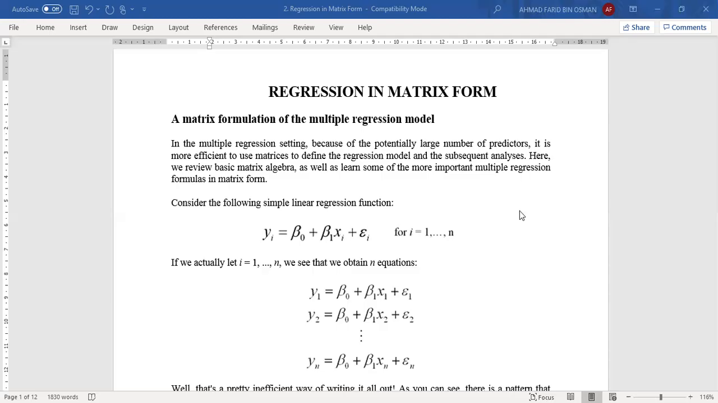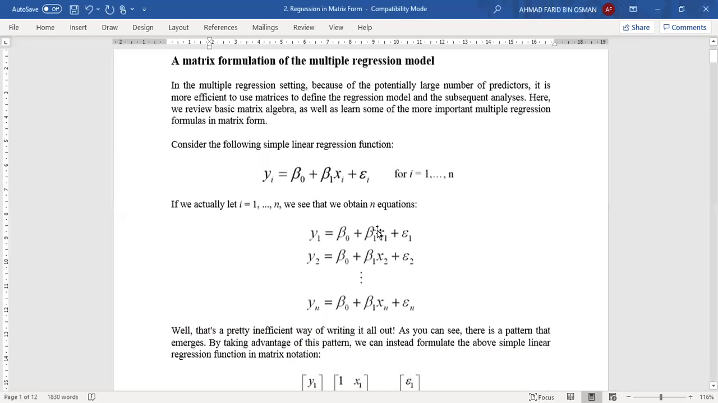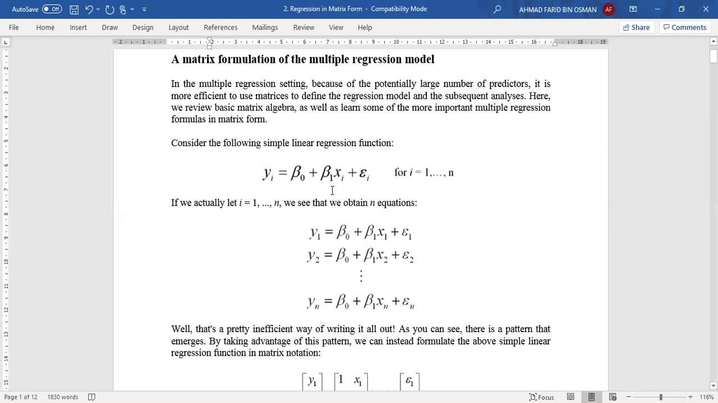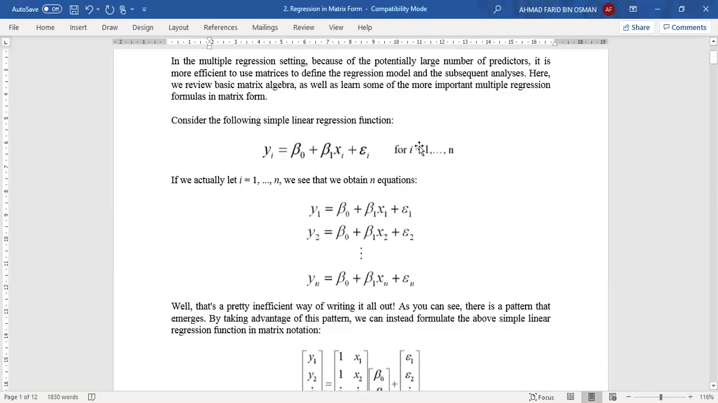So consider the following simple regression function. We just consider a model that has only two variables, one y and one x. This we call a simple linear regression function. We let i equal 1 up to n, and we obtain an equation. As I explained before, in this note it uses epsilon to represent the error term instead of u, which we called it in the previous note.